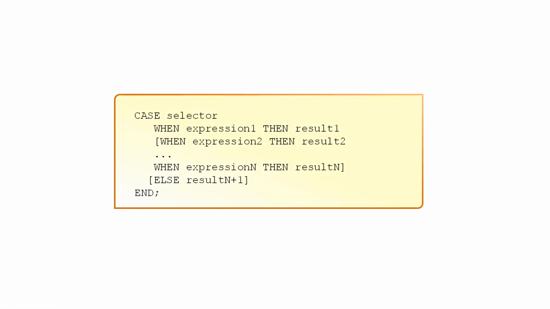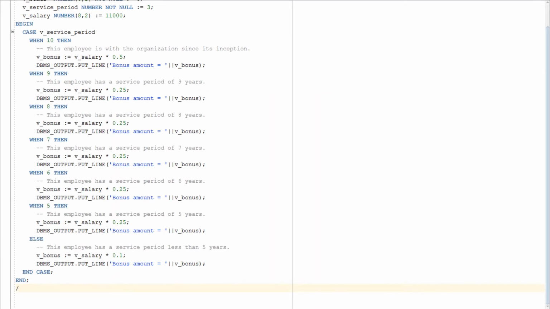PL/SQL also provides case expressions and case statements to write conditional logic. A case expression selects a result and returns it. To select the result, the case expression evaluates the expressions in the when clause. The value returned by these expressions is used to select one of the several alternatives. This is an example of implementing conditional logic using a case expression.